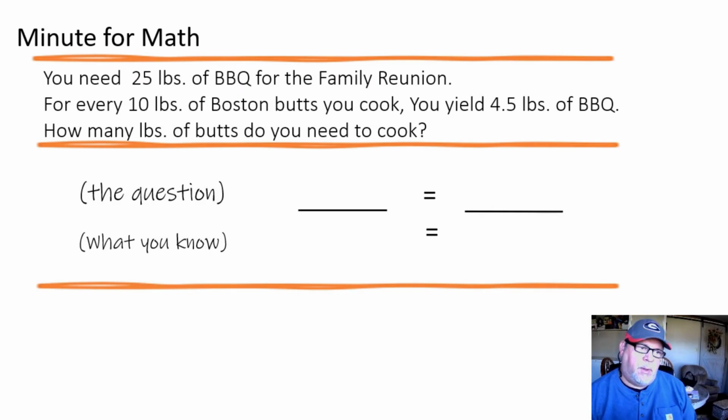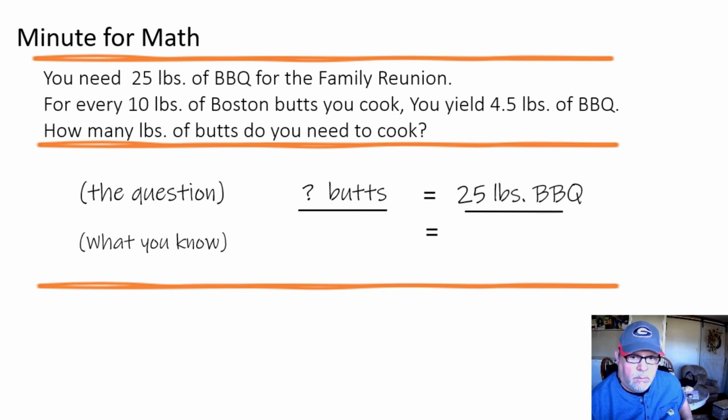Alright, let's see how we did on this problem. Alright, we needed 25 pounds of barbecue for the family reunion. For every 10 pounds of Boston butts you cook, we get 4.5 pounds of barbecue. So how many pounds of meat do we need to cook? Alright, what's the question? What do you get for a question? How many pounds of butts do I need to cook? Alright, so that's the beginning of our question. So let's put that there. How many pounds of butts do I need to cook to get what? 25 pounds of barbecue.